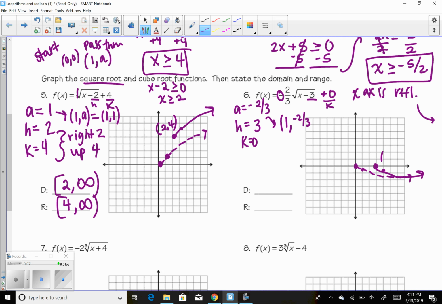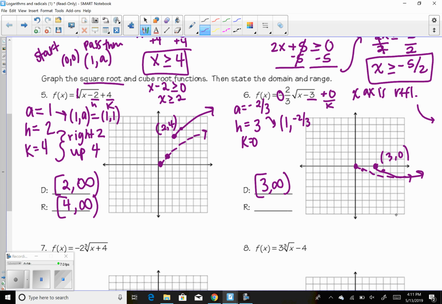So domain is from the left to the right. We're starting right here. That's the point 3, 0, right? So I start at 3. That's just the ordered pair, so I see the x and the y. 3, and I'm going to the right. So 3 over to positive infinity. Bracket at 3.